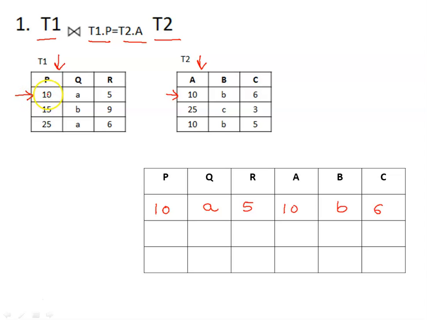Is there a match of this tuple with any other tuples of T2? Yes, there is a match over here, right? So it will be again 10 A 5 and 10 B 5. Next, we move on to the next tuple, that is 15. Is there a match with any of the tuples in T2? No. We move on to the third tuple, where the value of P is 25.